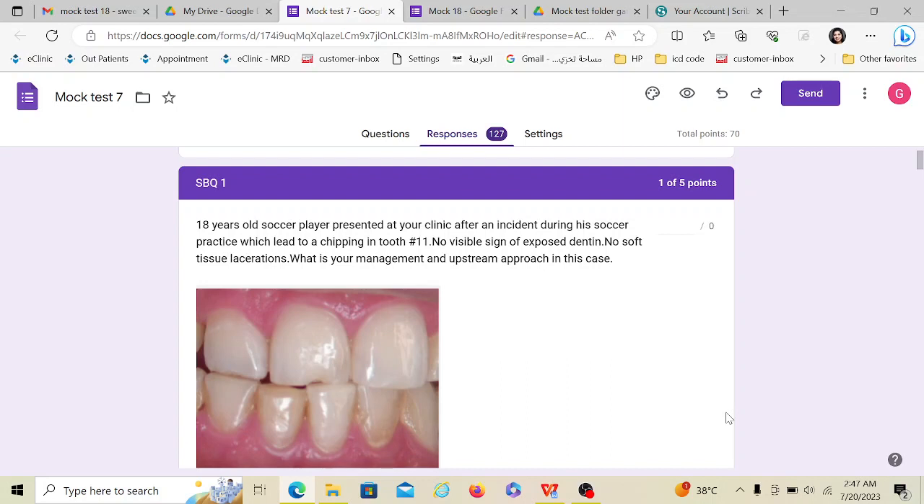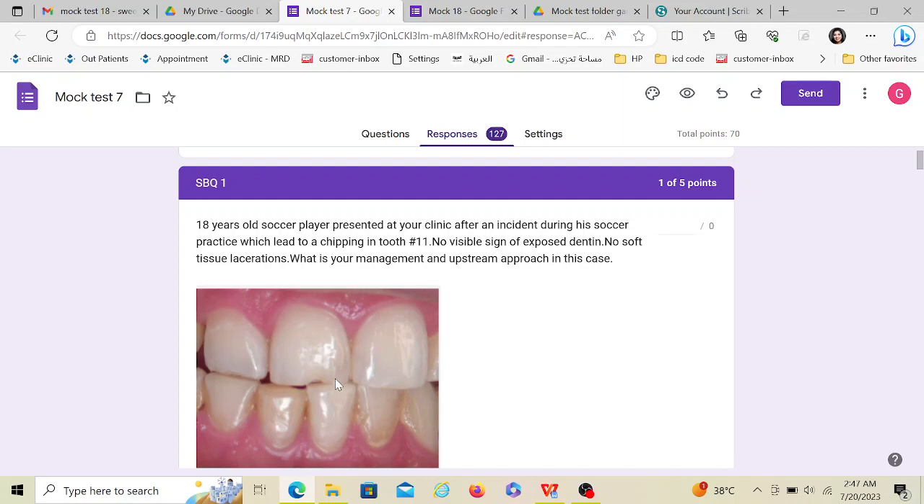An 18-year-old soccer player presented at your clinic after an incident during his soccer practice, which led to chipping in tooth number 11. This is almost a similar picture to the one given in the exam. You can expect a little more chipping here and there if they ask the same question. If they ask a different question, focus on the picture and what is being asked, okay?